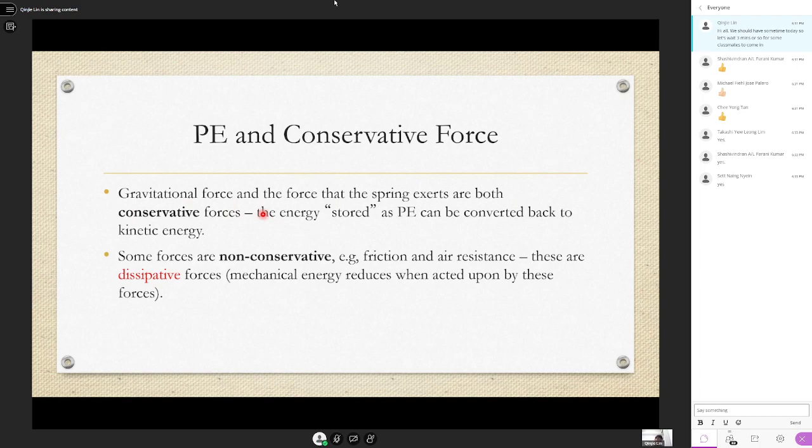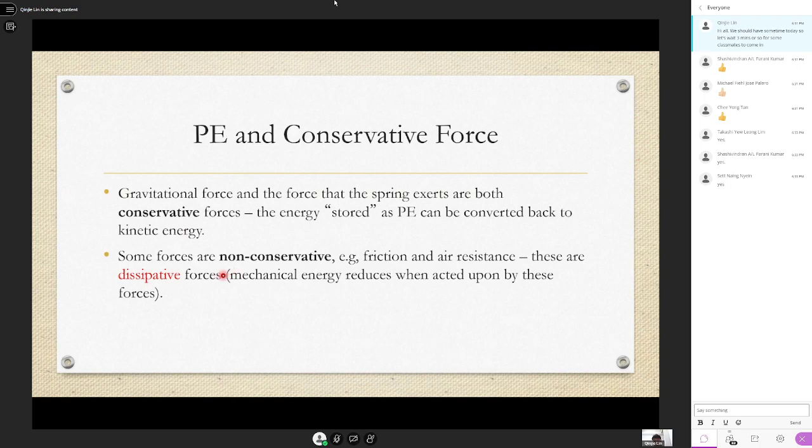For example, why do we say gravitational PE is a conservative force? Because when you are at a higher height, you have a higher PE. If I release this pen, it will lose height, so it will lose gravitational PE, but the speed will increase. It gets converted to kinetic energy. This simple act of dropping a pen converts potential energy to kinetic energy. So these are conservative forces, easily converted back to other energies.